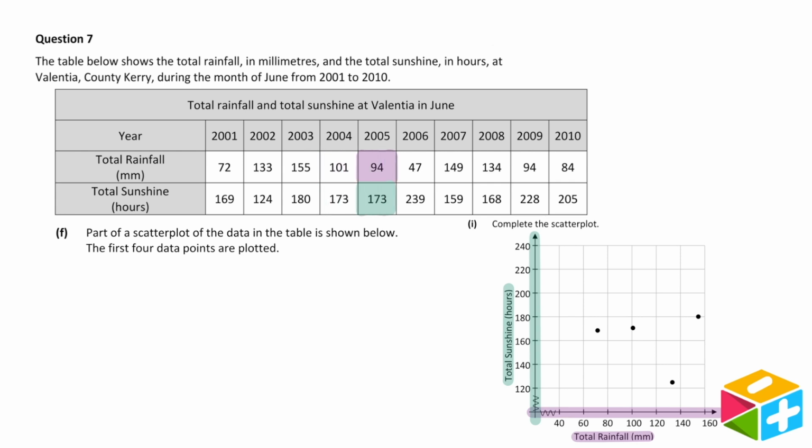First up, we'll have a rainfall value of 94 and a sunshine value of 173. To plot this, we'll go to 94 on the horizontal rainfall axis and 173 on the vertical sunshine axis, and plot a point right there. The next point has a rainfall value of 47 and a sunshine value of 239. So the point would be right here. The rest of our points can be plotted in a similar way.